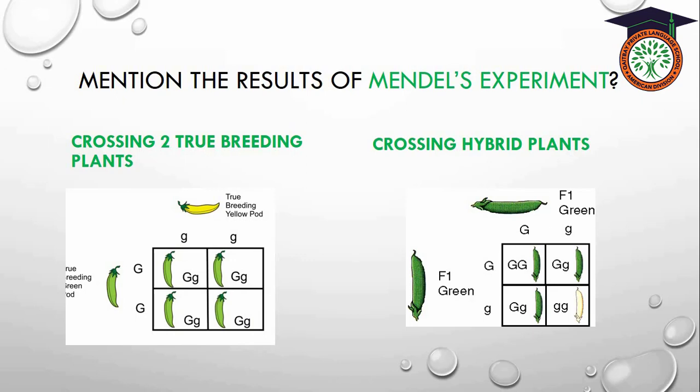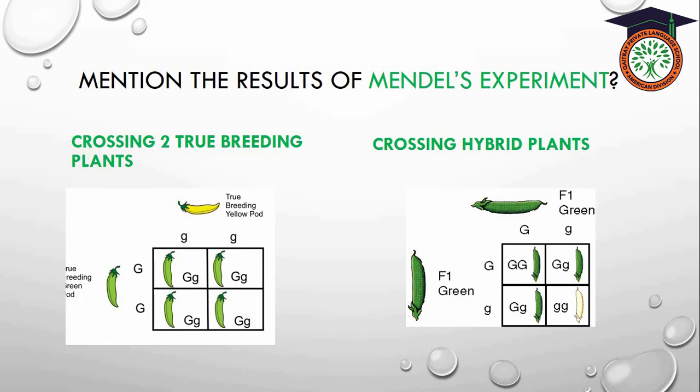Mention the results of Mendel's experiment. We said before that Mendel did two experiments. In the first one, he crossed two true breeding plants. What is meant by true breeding plants? True breeding means that one plant produces 100% green pods, and the true breeding yellow plant produces all its plants with yellow pods.